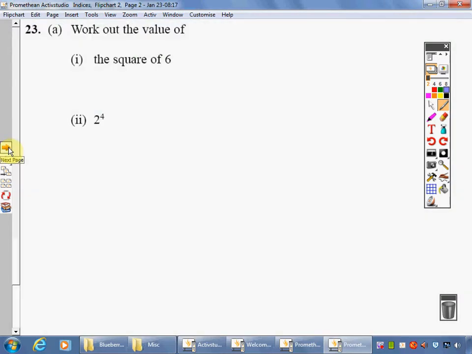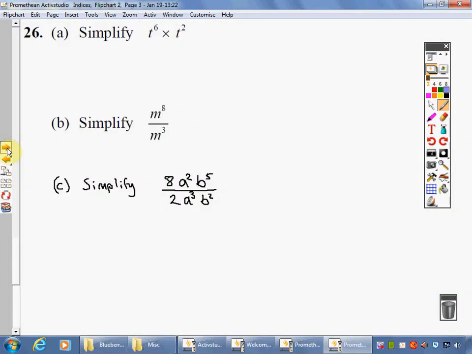Press pause. Welcome back. The square of 6 means 6 squared, which is 6 times 6, which equals 36. Part 2, 2 to the power 4 is 2 times 2 times 2 times 2. 2 times 2 is 4, times 2 is 8, times 2, 16. Okay, that's the more straightforward evaluating.